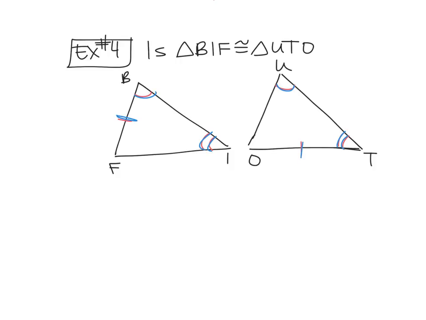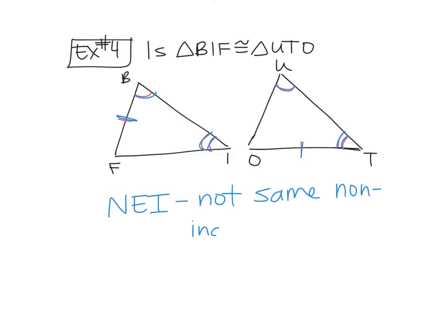That's a different order. So it's not that this is not congruent. It's just that we don't know, okay? So are they congruent? We're not sure. There's not really enough information. So we'll just say not enough info. It's not the same non-included side. Okay, questions on that? That's it.